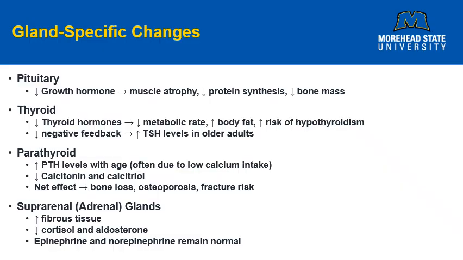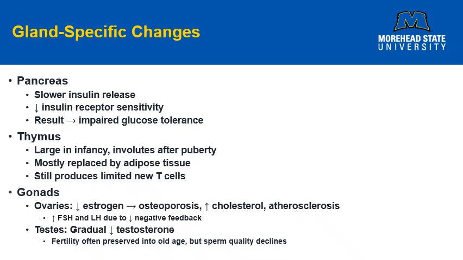Adrenal glands can develop increased fibrous tissue, which also leads to lower cortisol and aldosterone levels. Interestingly, epinephrine and norepinephrine can remain normal. It's commonly cortisol and aldosterone which really see the impact. Pancreas: this is why I mentioned later life diabetes. There's slower insulin release and a decrease in receptor sensitivity, which is correlated with the slower release of insulin. As a result, we get impaired glucose tolerance.